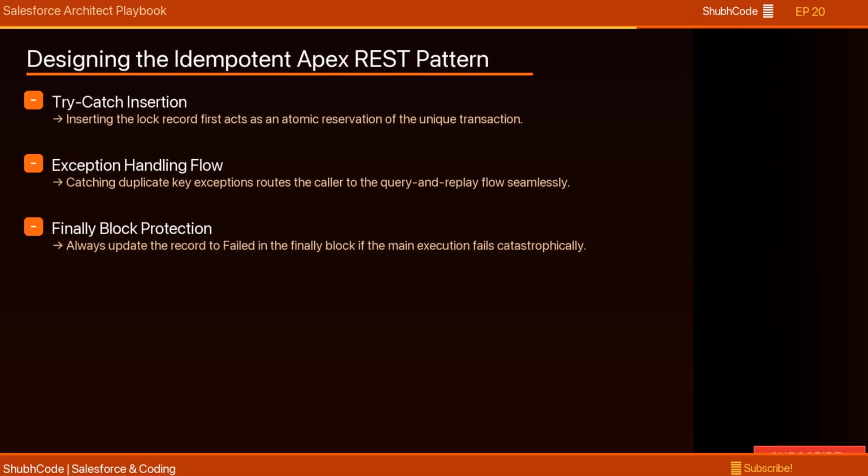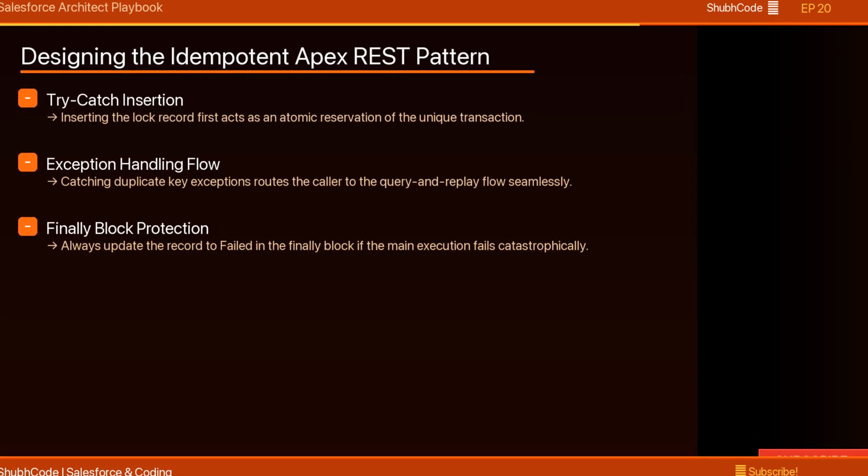The execution blueprint in Apex is beautiful when done right. Your REST class should first extract the header key, attempt to insert an idempotency record with a status of processing, and wrap this in a try-catch block. If the insert fails due to a duplicate key exception, you instantly query the record with FOR UPDATE to see if it is completed, returning the saved payload if it is. If the main logic succeeds, you save the output payload, update the status to completed, and commit everything safely.